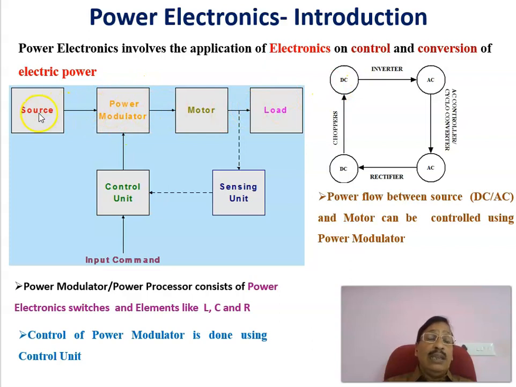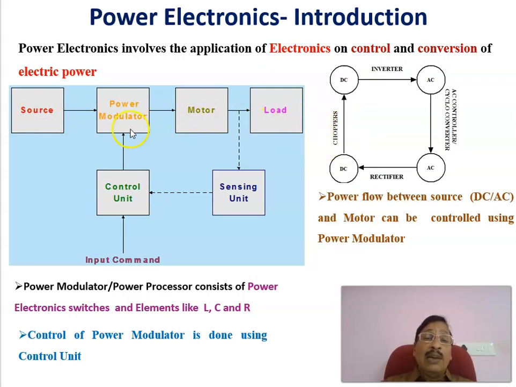If the input is an AC source and the motor is a DC motor, then it is an AC to DC converter, or controlled rectifier. If the input is DC and the output is for an AC motor, then the role of the power modulator is an inverter. And if the input is DC and the motor is DC, we have to control the power flow from a fixed DC into a variable DC, or it is a DC to DC converter, that is called the chopper.